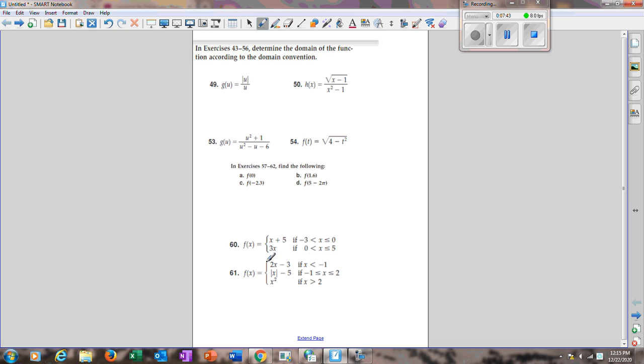For A, it's 0, so it's going into this one because 0 is between negative 1 and 2, which means I plug it into this equation. Absolute value of 0 is 0. 0 minus 5 is negative 5. Then we plug in 1.6. It would go in between here as well. 1.6 is between negative 1 and 2. So it would be 1.6 minus 5, which would give us negative 3.4.